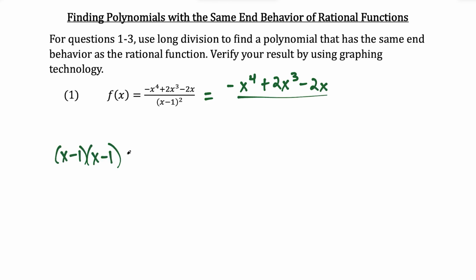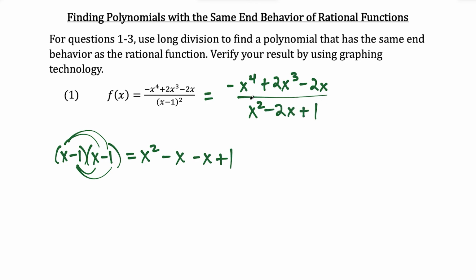We have x minus 1 times x minus 1, we have x squared, and then we have minus x, we have minus another x, and then negative 1 times negative 1 is positive 1. So the denominator I could write as x squared minus 2x plus 1, and now I'm just going to divide these two here.